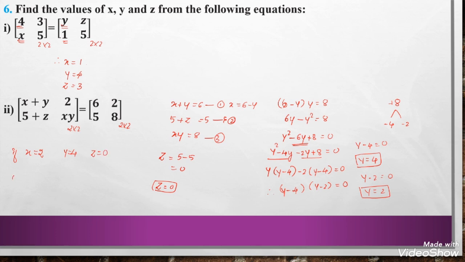Second condition, if x is equal to 4, then y becomes 2. 2 plus 4 is again 6, then z is equal to 0. These are the values of x, y, z. And also there are two conditions for these two matrices x, y, z. This is the solution for the given matrices.